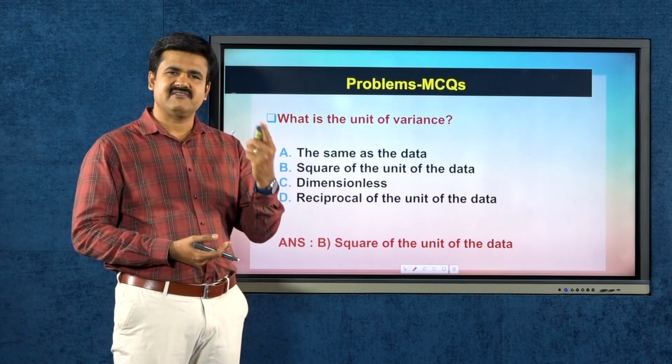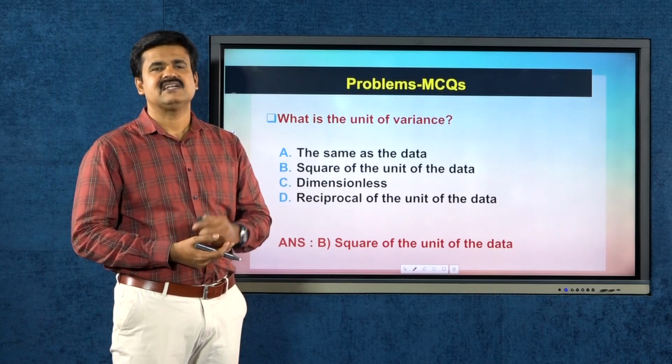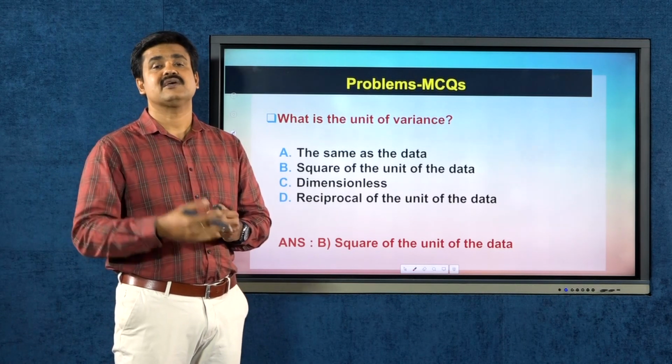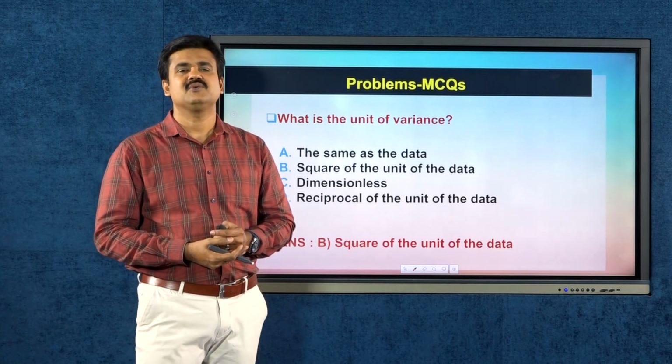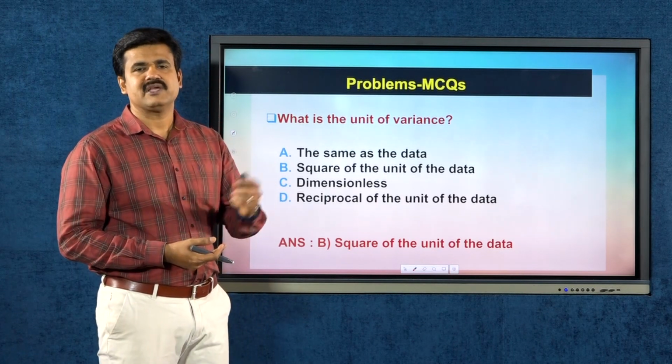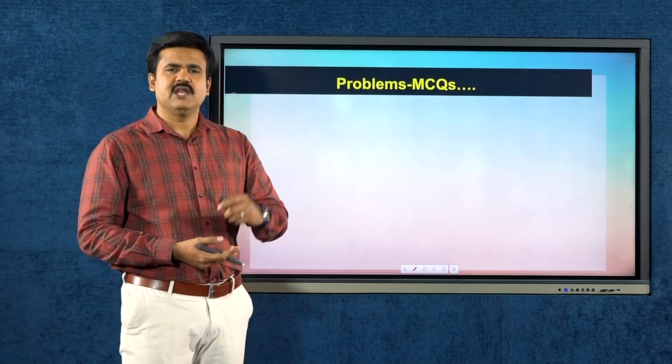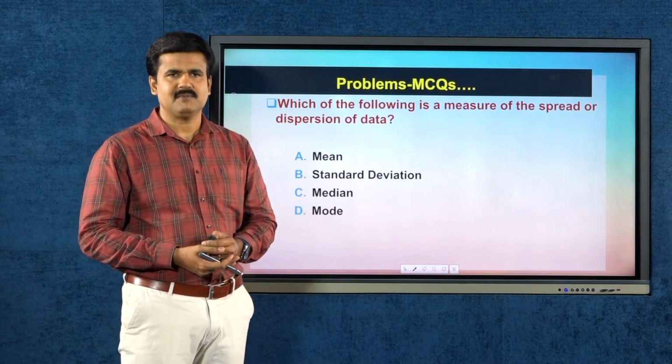Because you are taking the standard deviation, squaring it implies you are taking the square of the original data. So, its unit is the square of the unit of the data. Option B is the right answer. Now, we are going to the next problem.